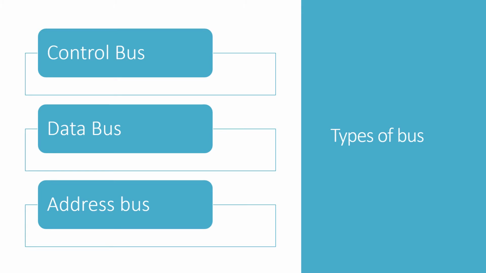There are 3 types of bus. They all send binary numbers, but the binary numbers stand for different things. The 3 types of bus are the control bus, the data bus and the address bus. You can probably tell from their names what they do, but let's quickly go through that.